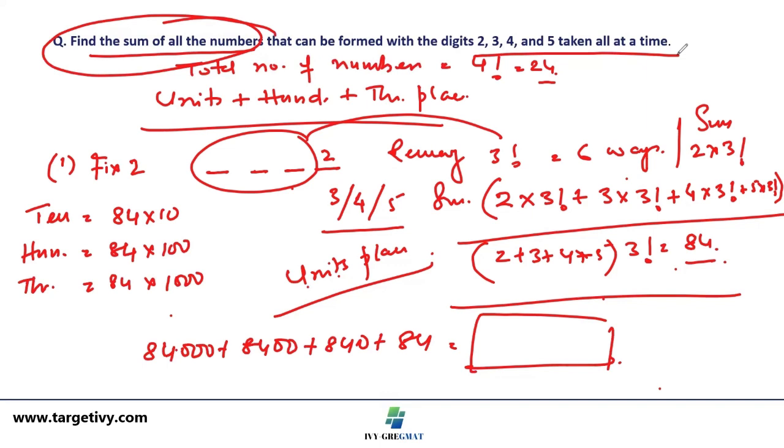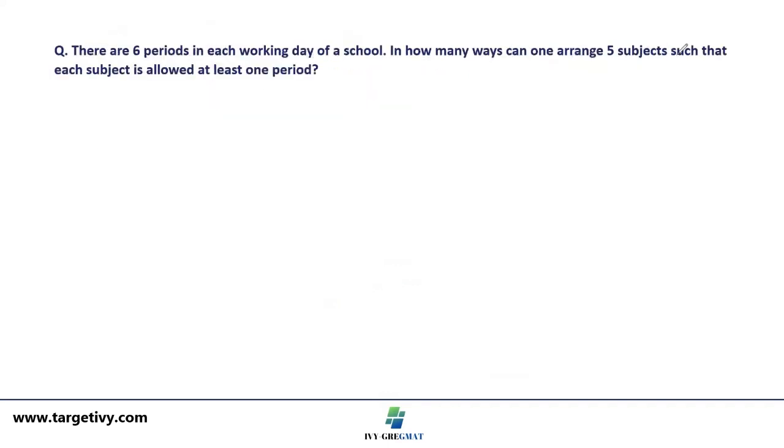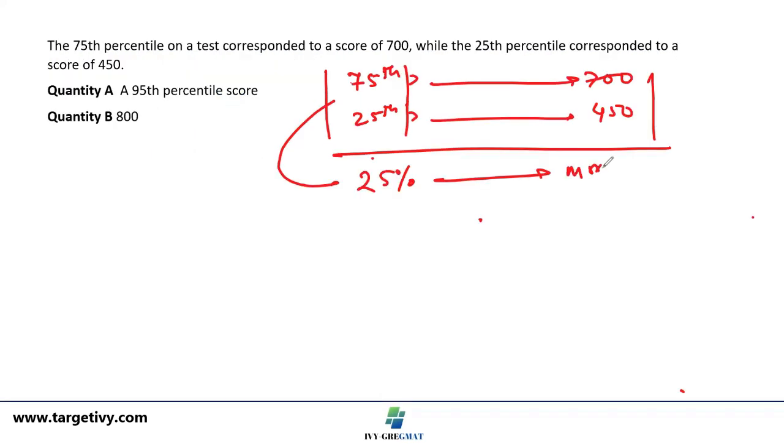Okay, let's go to the next one. There are 6 periods in each working day of the school. In how many ways can one arrange 5 subjects such that each subject is allowed at least 1 period? Fairly simple question. Let's say there are 6 periods and there are 5 subjects. Having said that, so the 5 subjects are to be arranged in 6 periods.